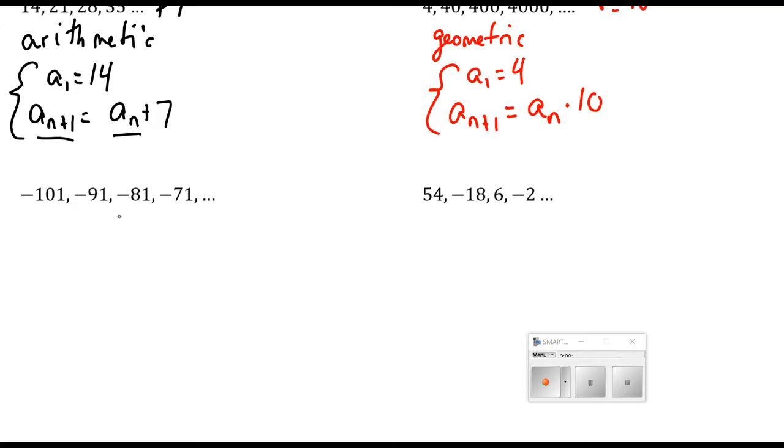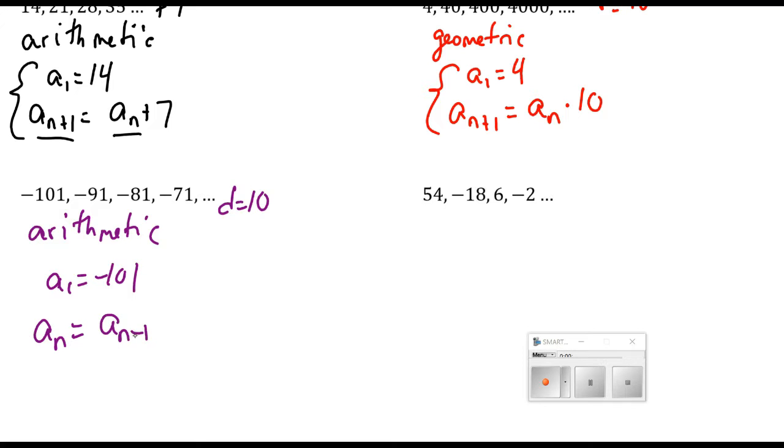So, what's the pattern here? The pattern is add 10. This is a common difference of 10. So this is arithmetic. Start at negative 101. And to get to the nth term, you go to the one before it and add on 10. You could have written the exact same sequence using the a sub n plus 1 and the a sub n notation. It's just a different way to go about writing the recursive rule.